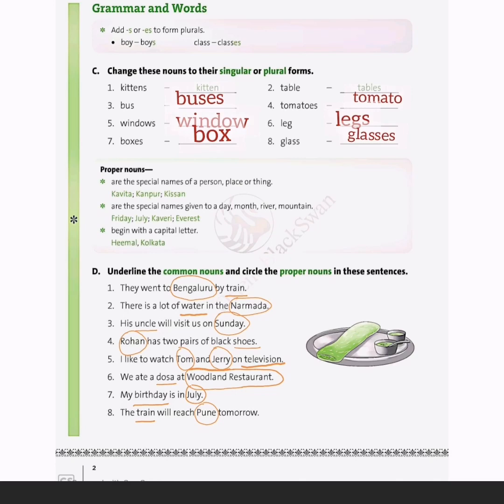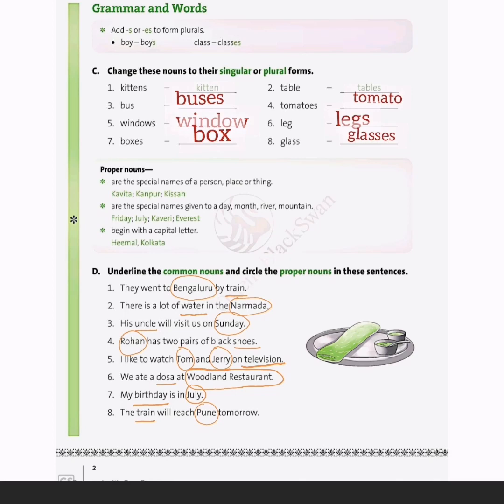Next, third sentence is, his uncle will visit us on Sunday. Here uncle is a common noun. Uncle can be any uncle. It is a common person we are talking about. And Sunday is a proper noun. Why?